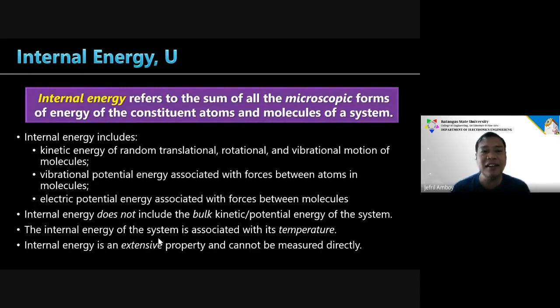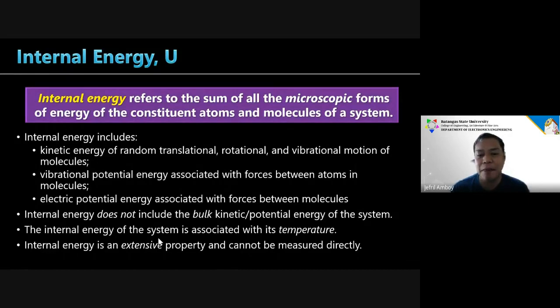But internal energy is extensive, no? So meaning that it depends on the amount of substance we're talking about. For example, a more massive object would have more internal energy than a less massive object provided that they have the same temperature.